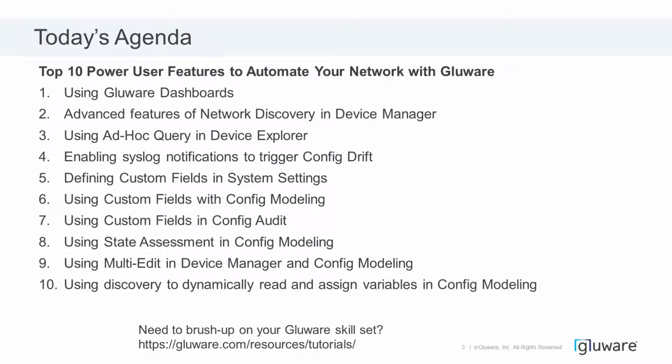So 5, 6, and 7 are all related. 5 is really extending the Gluware database by adding custom fields to devices so you can store additional data about those devices in the system. 6 is, I'm actually going to flip the order of 6 and 7. We're going to look at using custom fields with config modeling, so leveraging those variables to then automate the features. And then we'll come back to what's labeled as 6 here. We'll show you how to audit for specific variables that are supposed to be in a configuration. So 5, 6, and 7 are all related to leveraging custom fields across automation and drift.